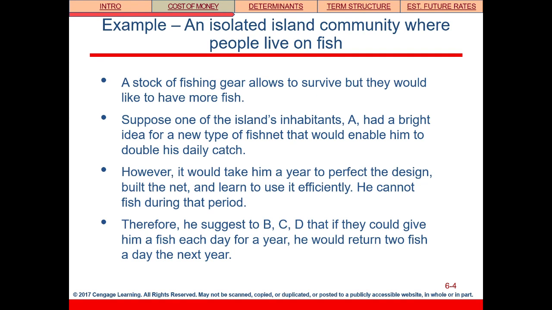Then that's not possible, right? Because he has to eat to survive. Therefore, he suggests to other inhabitants B, C, D that if they could give him a fish each day for a year, that way he would have three fish every day. That is enough for him to survive. Then he would return 2 fish a day the next year. So this is like a 100% rate of return. If you give me 1 fish every day for a year, next year I'll give you 2 fish every day for a whole year.